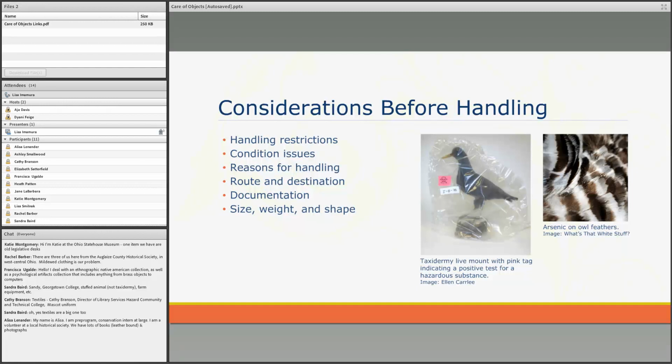You may need to wear gloves for a material that you wouldn't otherwise, wear a mask, an apron, and so forth. So this taxidermy oyster catcher tested positive, I think it was for arsenic, and so that's indicated by that eye-catching pink skull and crossbones tag. And then on the right, that's a close-up of arsenic on feathers. There may also be cultural protocols, and so if an object is from a culture that you're not that familiar with, you're not sure what the object is or its cultural significance, you may want to double check before handling because some objects do have restrictions.